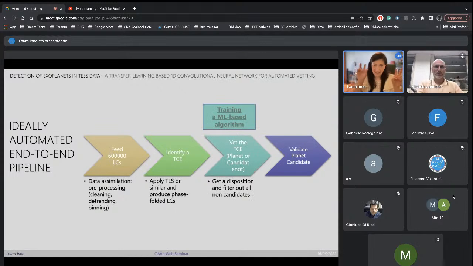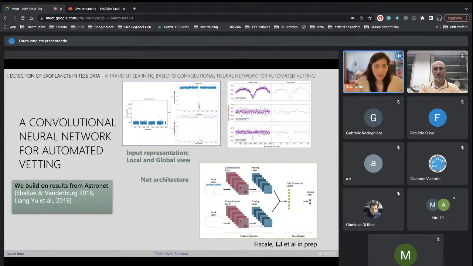Okay, so this part is easy, let's say, and then you want to do the vetting, and this is where you need machine learning. So you need an algorithm that will look at all the folded light curves and give a disposition. So in order to do that, we decided to build on what was the best algorithm doing exactly that in the literature when we started, and that was called AstroNet. AstroNet is a convolutional neural network that was published by Shallue and Vanderburg in 2018, working on Kepler data, and then the TESS version was published 1 year later by Liang Yu.